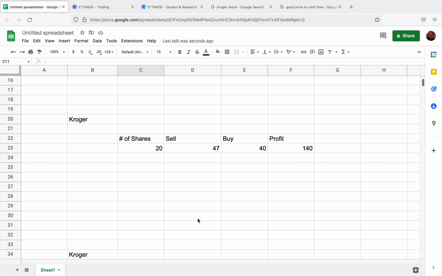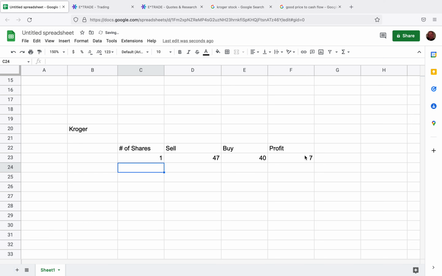So if we're going to short Kroger, I don't plan on shorting Kroger, but just as an example, you're going to sell it before you own it. Again, right now it's trading at $47. Let's just say it then comes down to $40, then you're going to benefit $7. And again, if you have 10 shares, you're going to have $70.